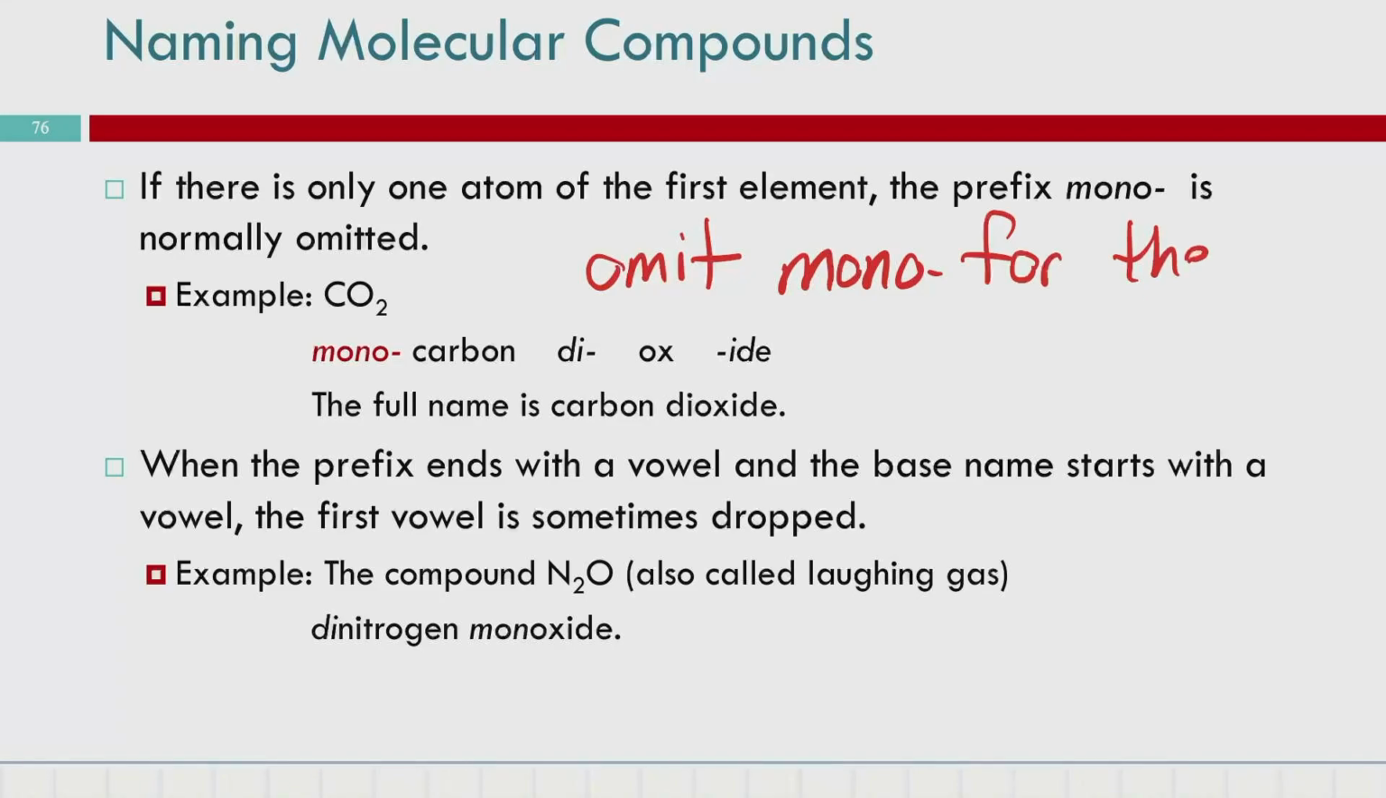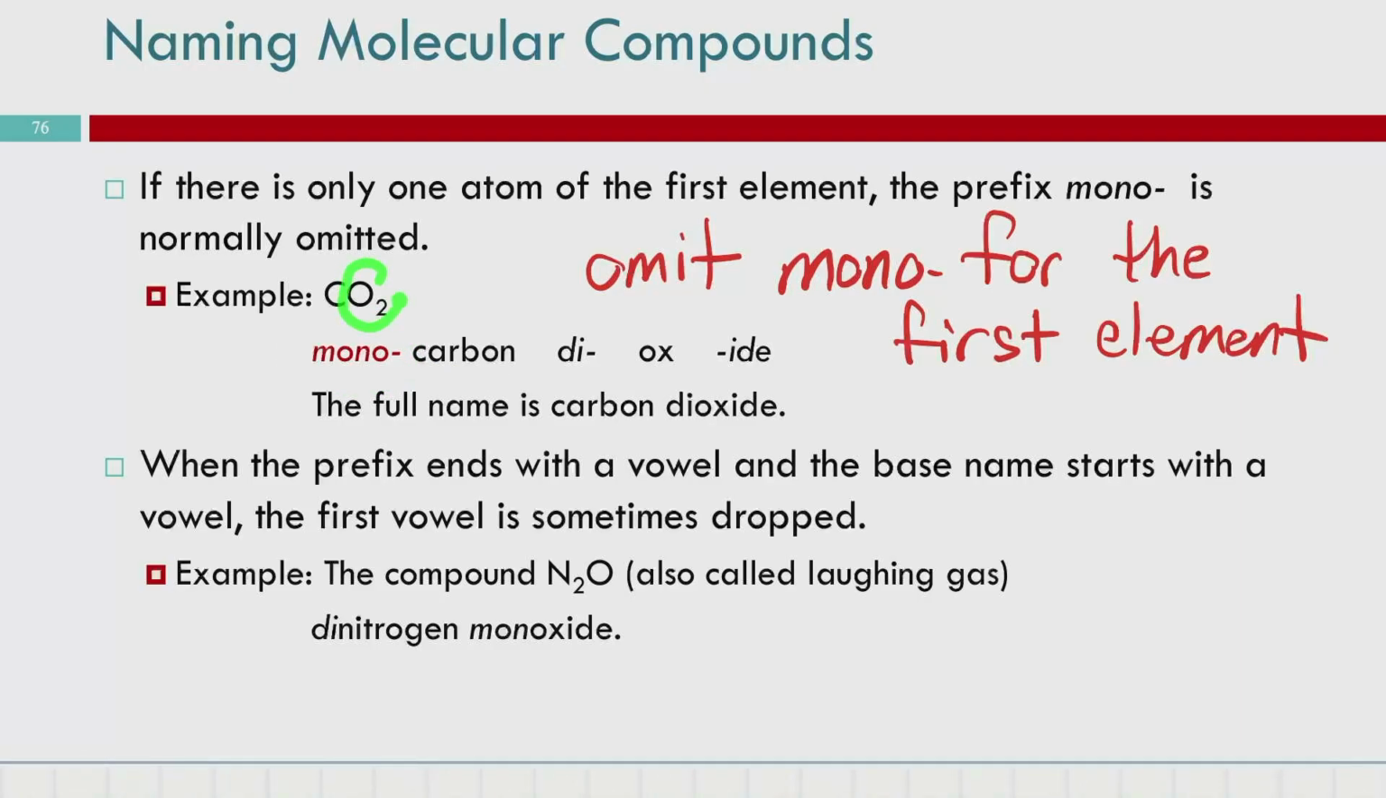Omit mono for the first element, just for the first element. If we have a mono for our second element, we don't omit that one. So for example, CO2, we've got 1 carbon, 2 oxygens. Since we've got 1 carbon, we would put a mono. The rule is to omit that, so it's just carbon.